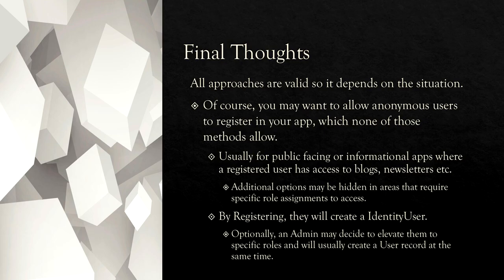So you would have them able to log in, and what you could do is have some areas in the website hidden until they're given certain role assignments and so on. And that could be role assignments within the identity system or within your own production tables as well. So by registering, they'll get an identity user record. And optionally, an admin may go in and decide, well, we're going to elevate this user, give them a specific role within the functioning of the company by creating an additional record in our own production tables, like an employee type record or volunteer record.